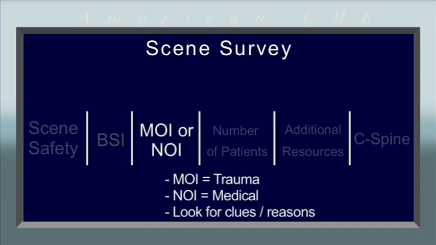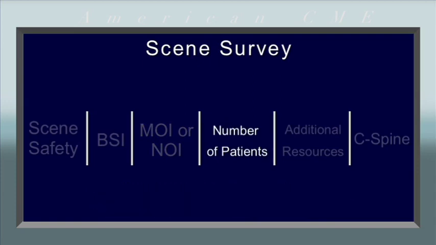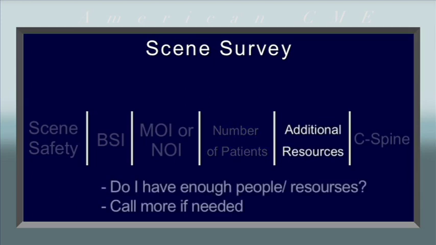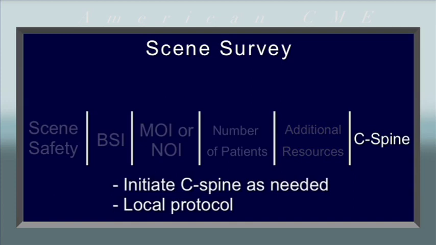Next, consider the mechanism of injury or nature of illness from on-scene clues to formulate insight regarding the possible reasons or causes of the patient's ailment. Once you have identified the nature or mechanism, identify the specific number of patients on scene. After you have identified your number of patients and any other concerns, you should call upon additional resources if needed. Remember, these resources should be utilized to aid in safely rendering patient care and maintain safety for the emergency responders.